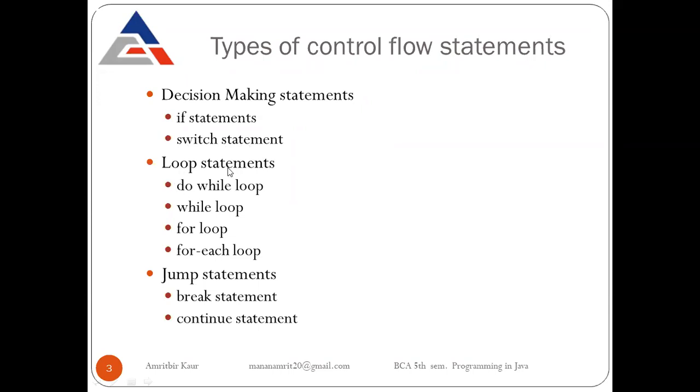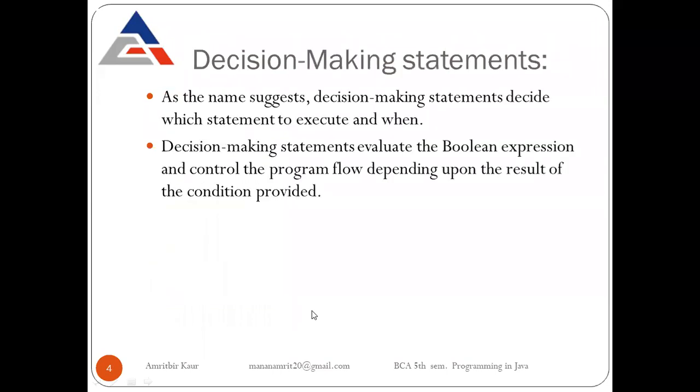So loop statement, in which we use loops. These can be of three types, like do while, for, and for each loop. Then jump statement, here two types of jump statement, like break and continue. So now we will discuss these statements one by one.